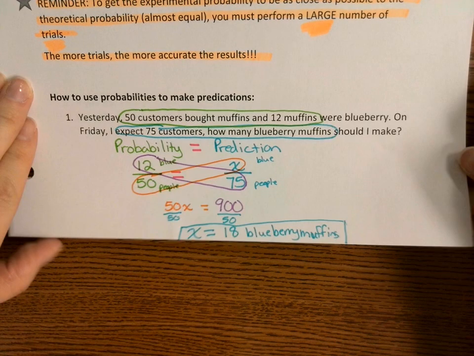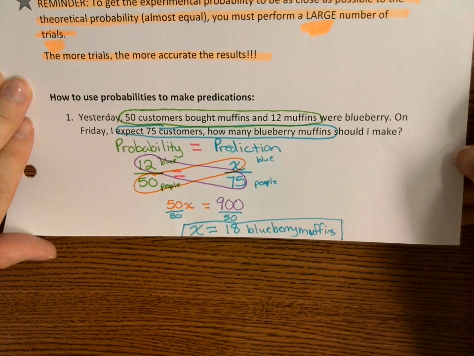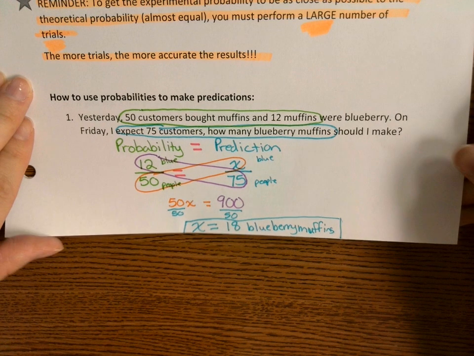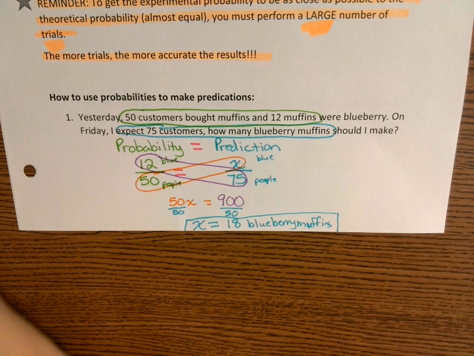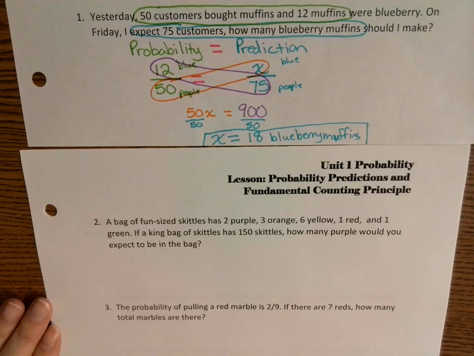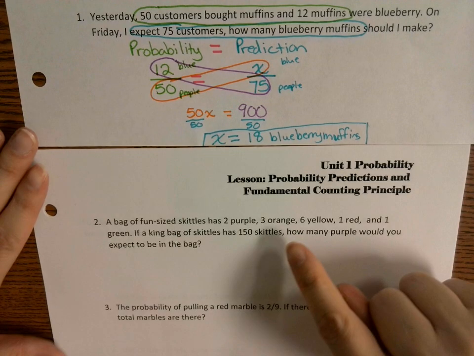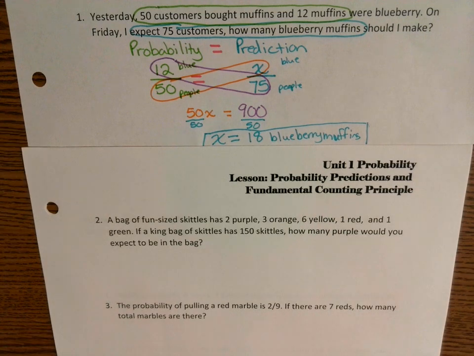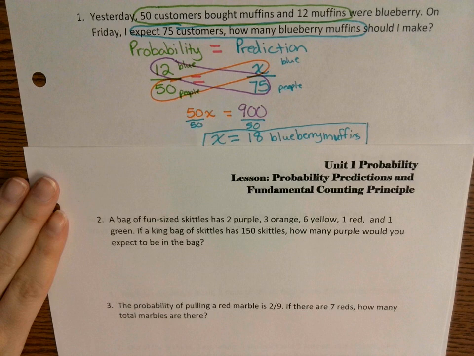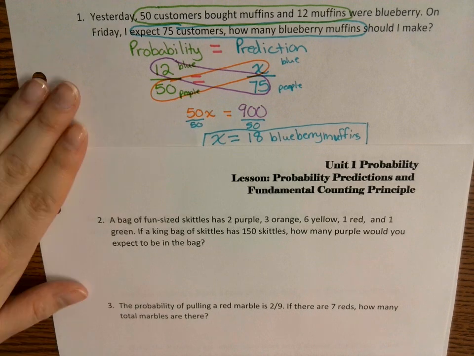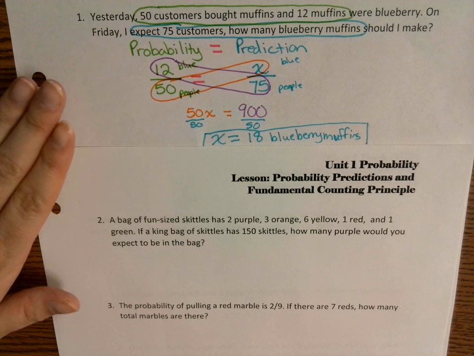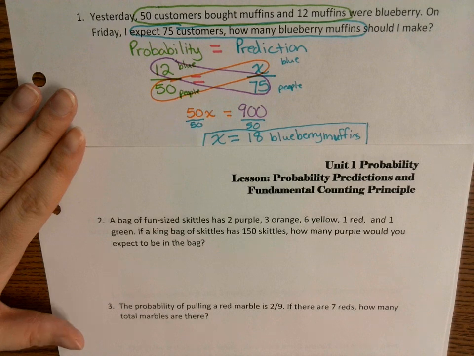Okay, as soon as you finish copying this down, let's go to the next page. So for problem number 2, a bag of fun-sized Skittles has 2 purple, 3 orange, 6 yellow, 1 red, and 1 green. If a king-size bag of Skittles has 150 Skittles in it, then how many purple would you expect to see in the bag?